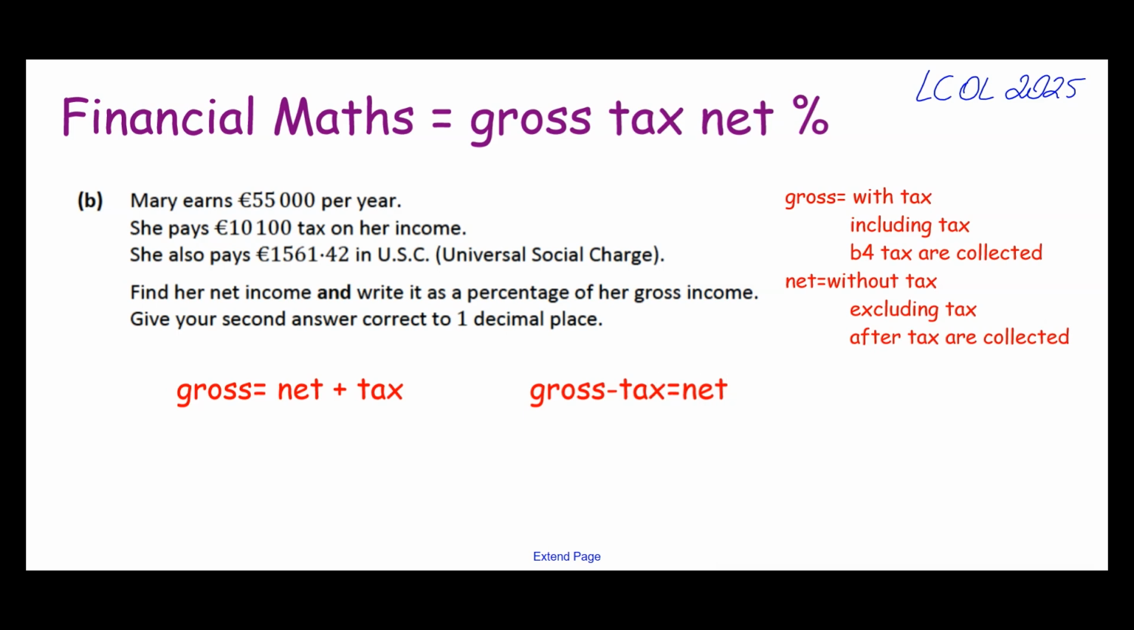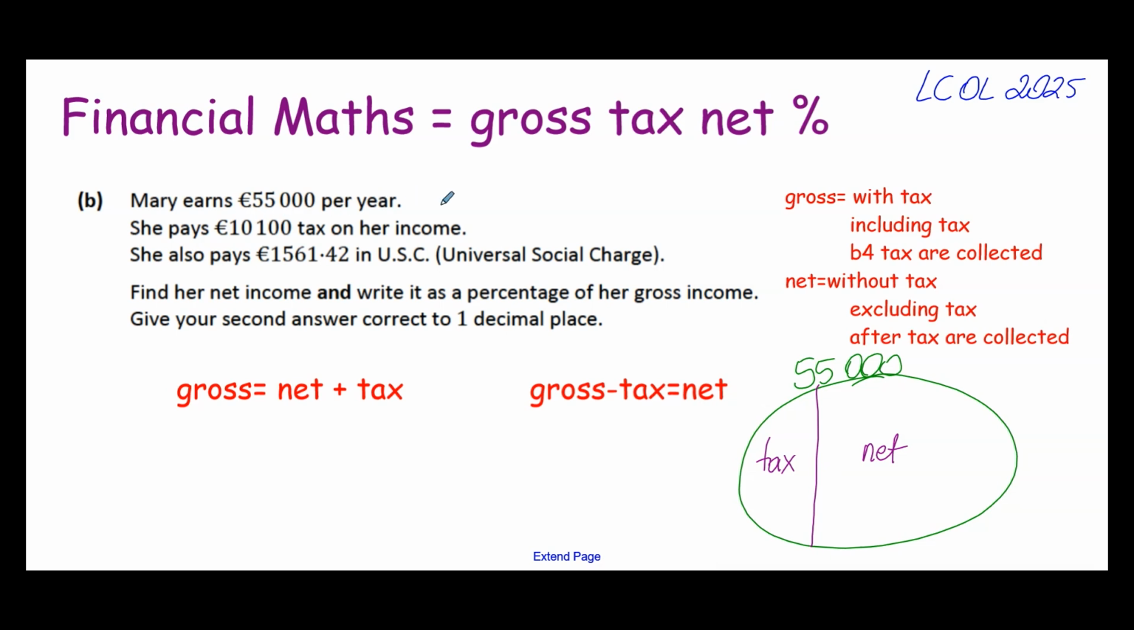So if we are thinking about money, like in this very example, Mary earns 55,000 per year. So that is what she earns. Part of that money will be tax, and the other part will be net. Tax is given to government, and net is what she gets. She pays 10,100 tax on her income. She also pays USC, a form of tax, universal social charge, and we are told how much, and therefore we have to find her net income.